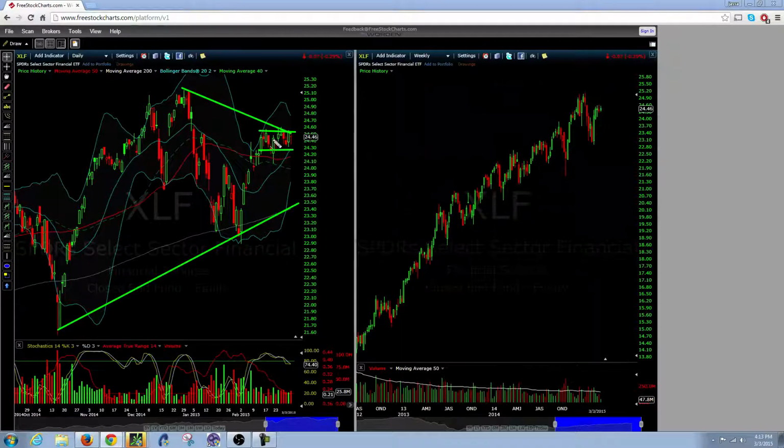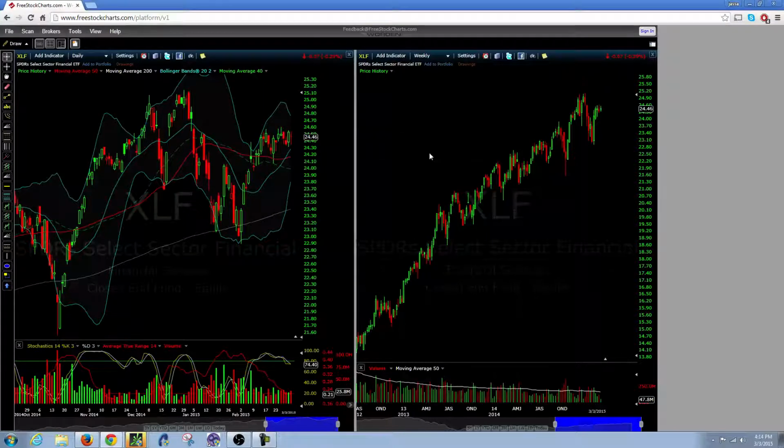So it's still basing. We'll see how that works. As you can see in your weekly, it is basing also. It needs to break the high of this round here to continue to have another move up. Okay, so that's the XLF sector, and I'll talk about the alerts later on where I have the alerts set.